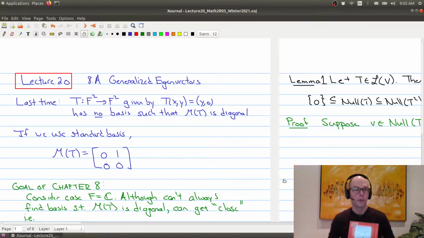Hello, welcome to lecture 20 of Math 2R03. In today's lecture, we're going to be looking at generalized eigenvectors. We'll be starting a new chapter.